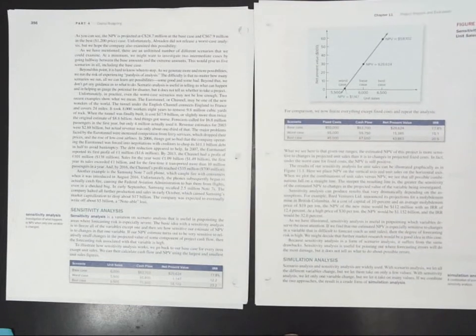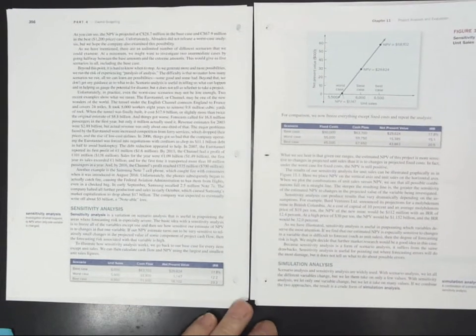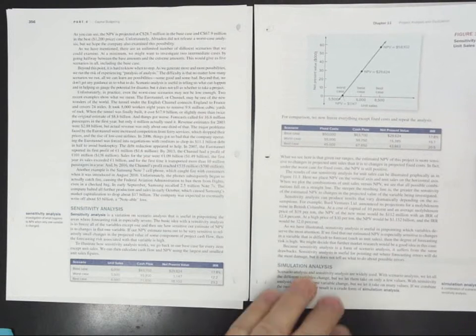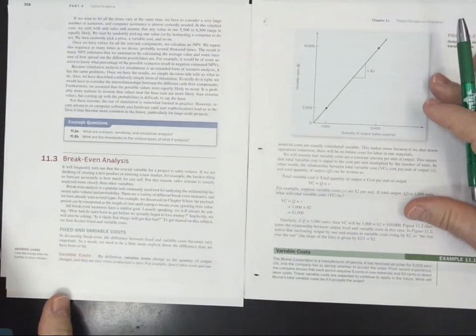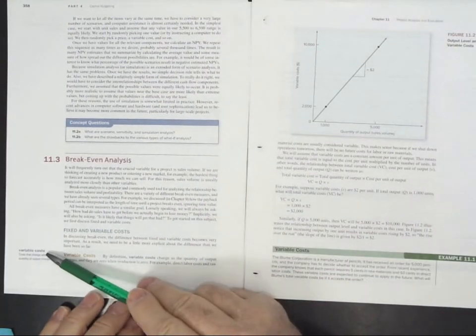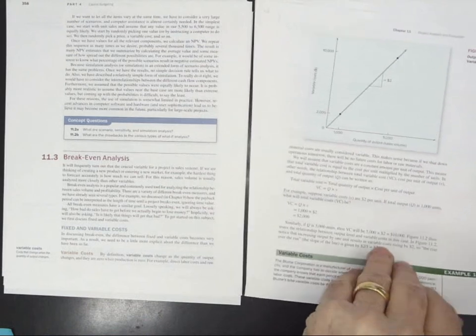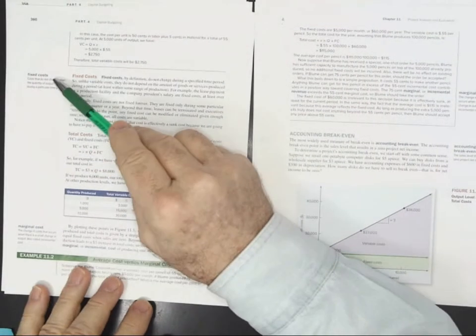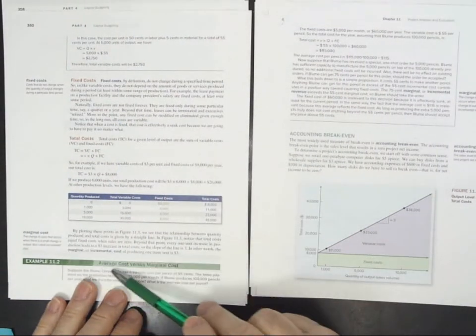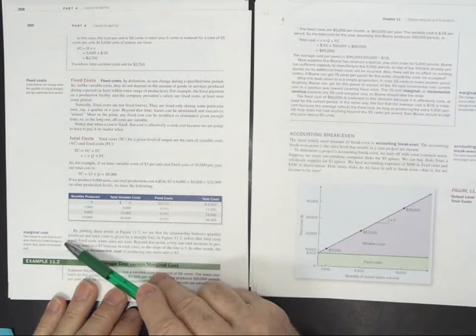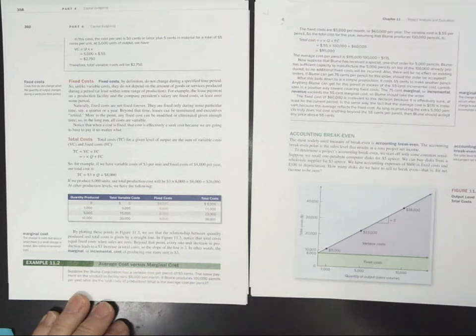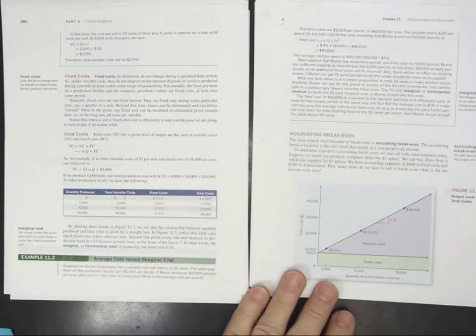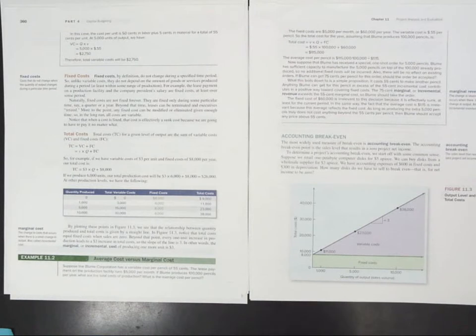Simulation analysis is done with computers, and I'm going to give an example of that in a separate little video. Then we get into break-even analysis, and they just talk about what are variable costs and what are fixed costs. A marginal cost. Marginal cost is the change in cost that occurs when there's a small change in output. So we change output a little bit, how much will our costs change? Marginal revenue, same sort of thing, only it's on how much money comes in.